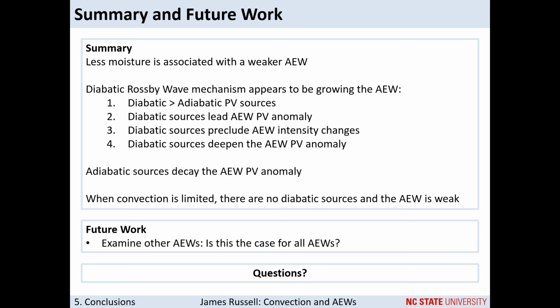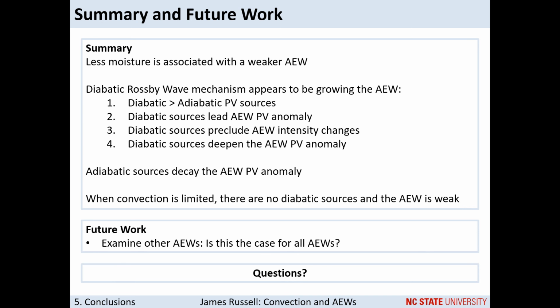And then we also saw that diabatic sources tend to precede the easterly wave intensity changes. And these were all things we predicted would occur as a result of the DRW mechanism occurring in easterly waves. And then one really important result that I noted was that the diabatic source tends to deepen the easterly wave PV anomaly. And this really has implications for hurricane genesis, where you need to grow a small potential vorticity anomaly at the surface in order to get a surface circulation that will end up resulting in a hurricane or a tropical cyclone.